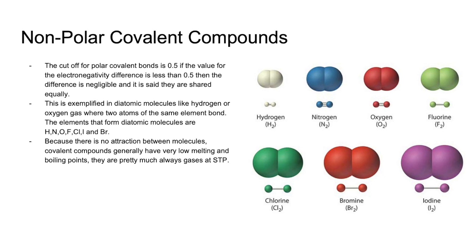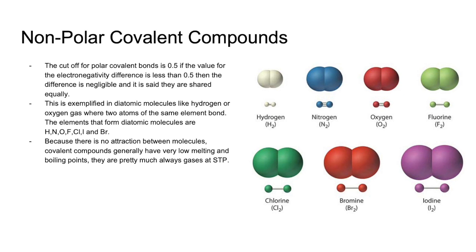The cutoff for polar covalent bonds is 0.5. If the value for the electronegativity difference is less than 0.5, then the difference is negligible, and it is said that they are shared equally. This is exemplified in diatomic molecules like hydrogen or oxygen gas, where two atoms of the same element bond together.